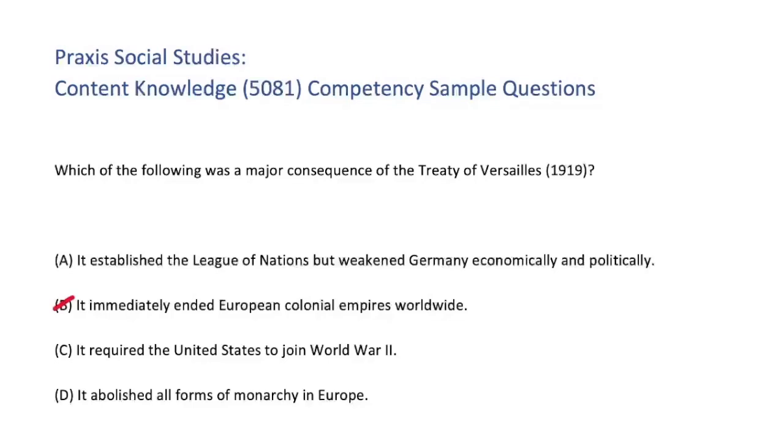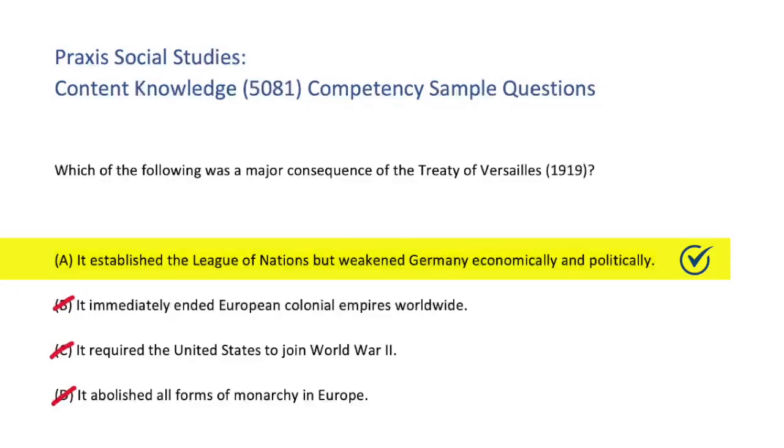Next, we can eliminate choice C. This option connects the Treaty of Versailles to U.S. entry into World War II, which wasn't until 1941. Too far ahead. Next, we can eliminate option D. This choice suggests the treaty abolished all monarchies, but Britain and others have kept their monarchies, so we know that's not correct. The correct choice is option A.